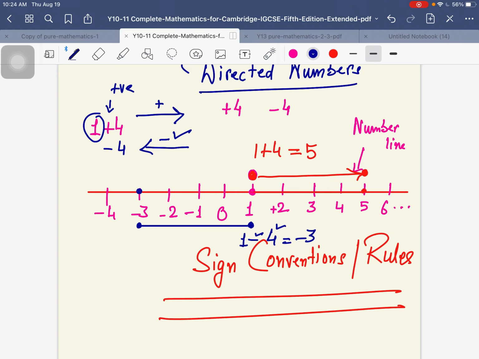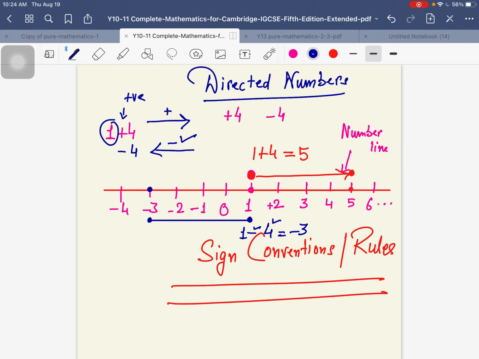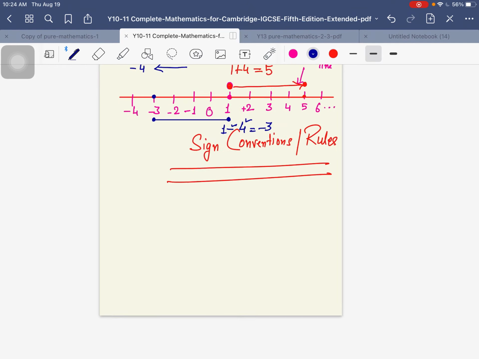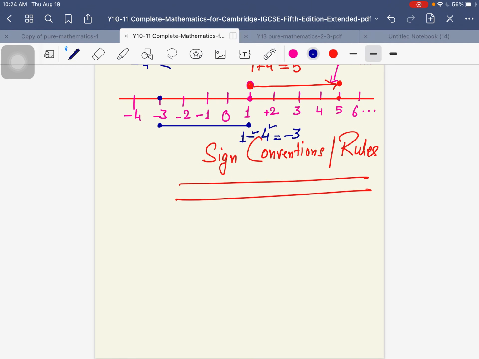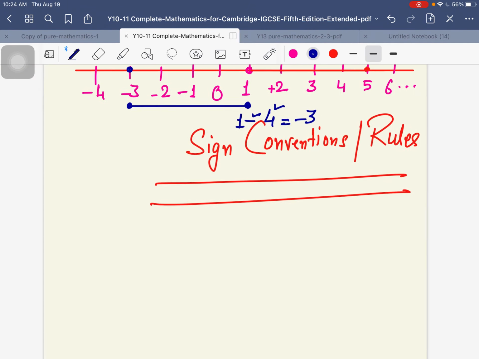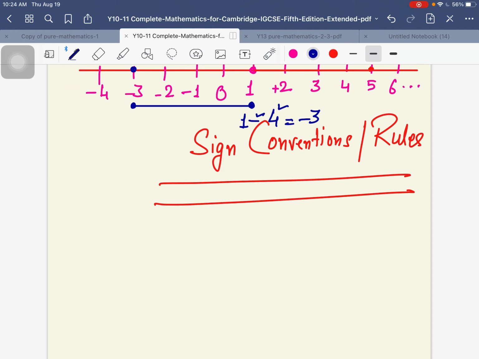So that's about the directed numbers, because they have direction. The positive symbol tells us to move rightward and the negative symbol tells us to move leftward. That's why this is directed number. But algebraically, in expressions, it's quite easy to simplify directed numbers by operations. We need to follow some sign conventions, sign rules you must have learned in your lower classes, but I will recapitulate now.